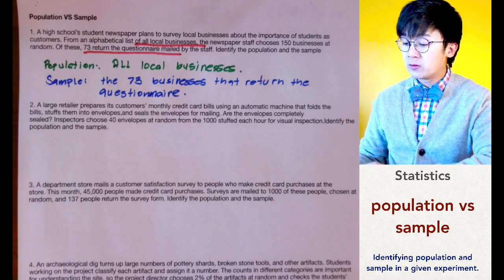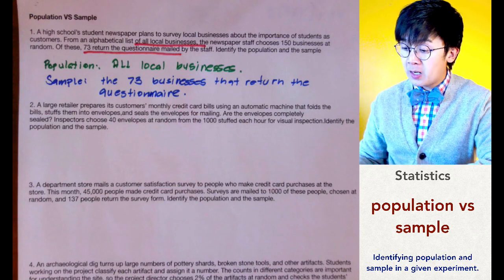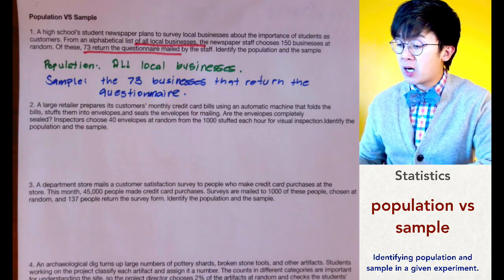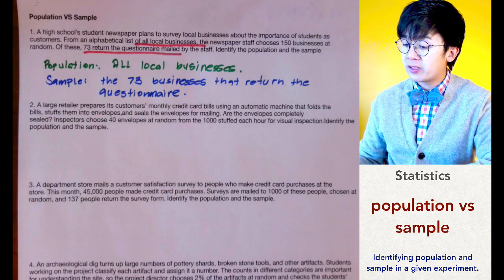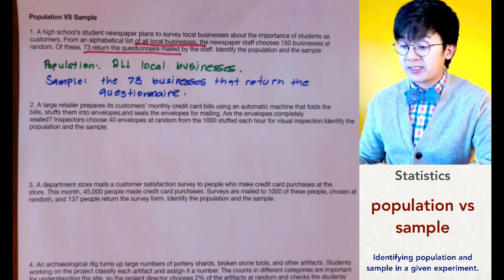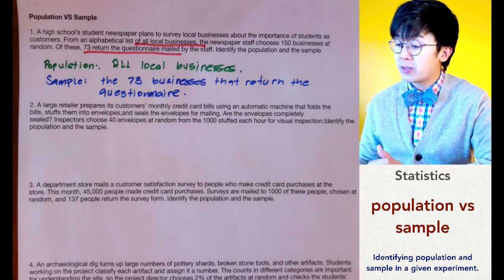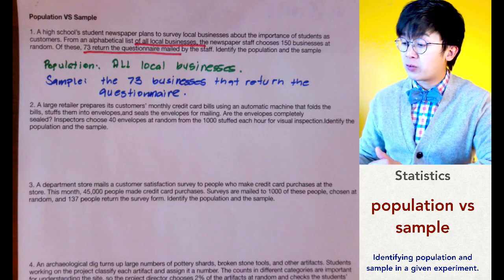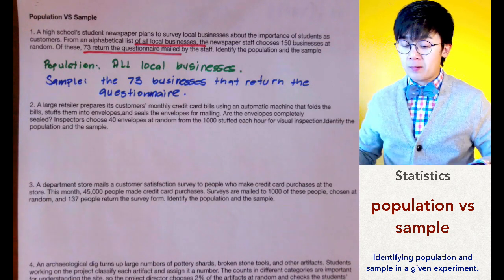Now let's do that on the second problem, wherein a large retailer prepares its customers' monthly credit card bills using an automatic machine that folds the bills, stuffs them into the envelope, and seals the envelopes for mailing. The envelopes are completely sealed, so the inspectors choose 40 envelopes at random from the 1,000 stuffed envelopes each hour for visual inspection. Now we need to identify the population and the sample from this experiment.